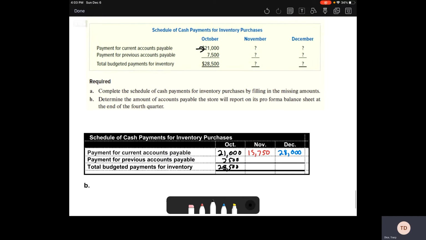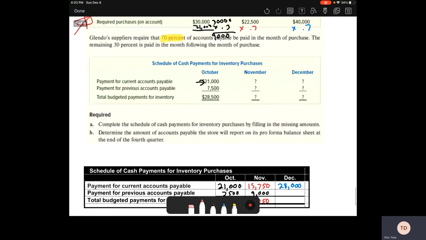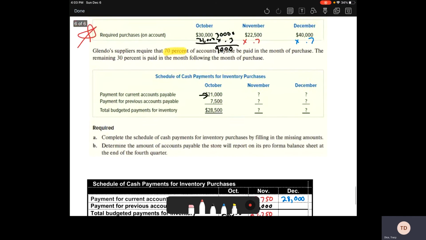So we have to pay off $9,000 that was left from the month of October in November, and our total budgeted payments for inventory in the month of November then needs to be $24,750. In the month of December, we find that we have to pay off $28,000 of our current account, but we still have to pay off what's left of our November account.